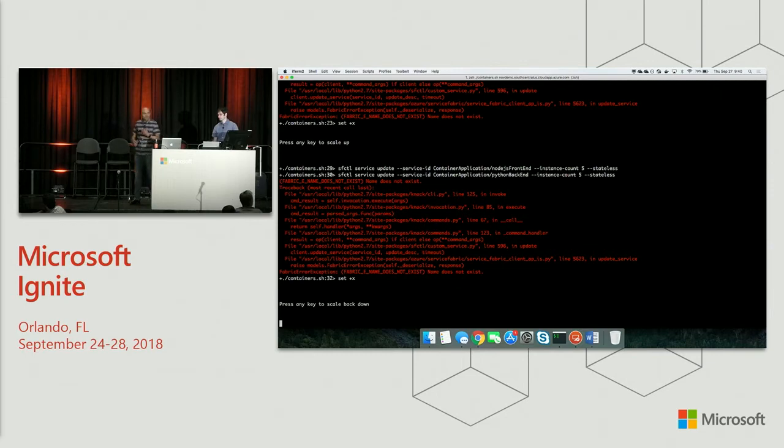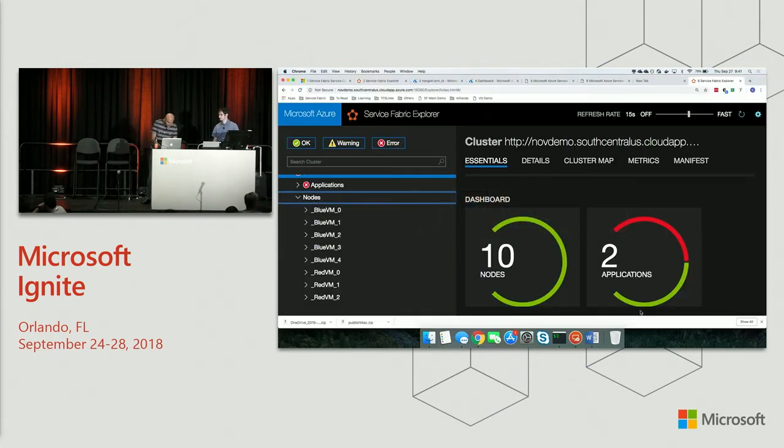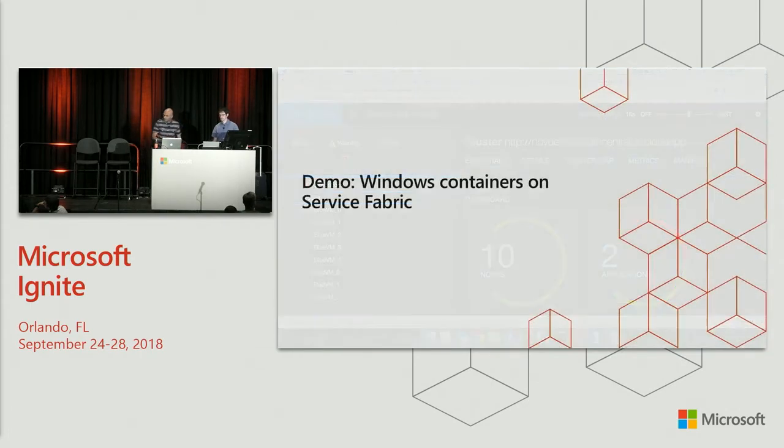But updating is just I'm just saying, hey, I want X instance count of a particular service, and Service Fabric will automatically scale it out or scale it in. Now, this, I'm doing it manually, but you can also set up auto-scale rules that do the same. I'm going to switch back to my, I think just one more slide on this.